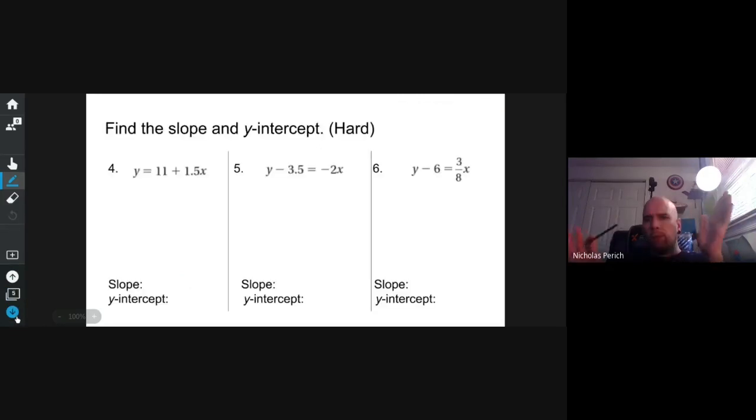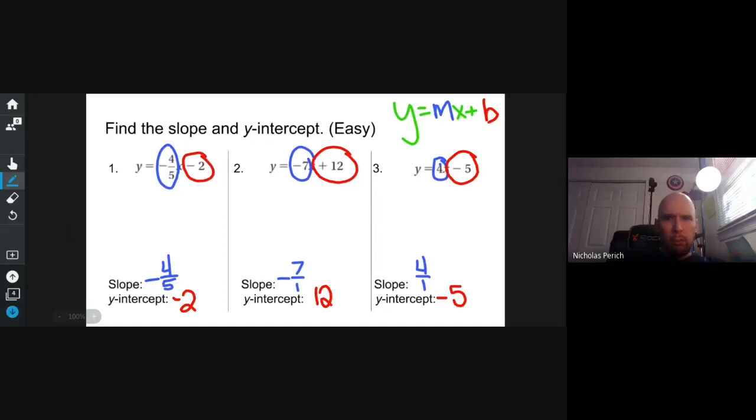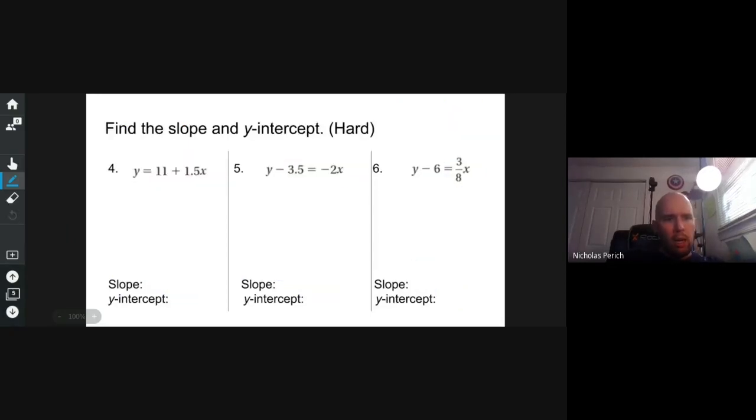Oh boy. Well, all of these, y is either not all by itself or it's just in reverse order or something weird like that. Look at problem 4. Let me remind you, what colors did I use? Green, blue, red. So I'm going to write it out the same way. Slope-intercept form is y equals mx plus b, where m is the slope, the number in front of x is the slope, and the number floating around all by itself is the y-intercept.